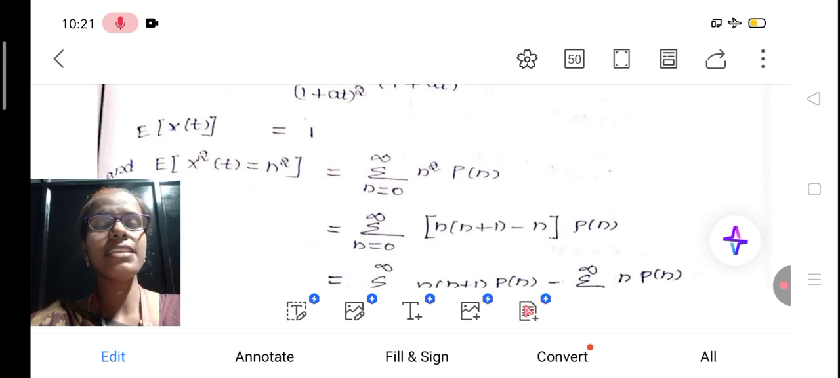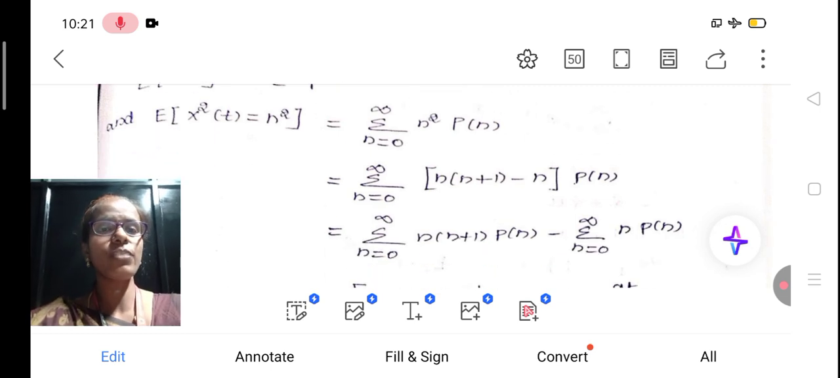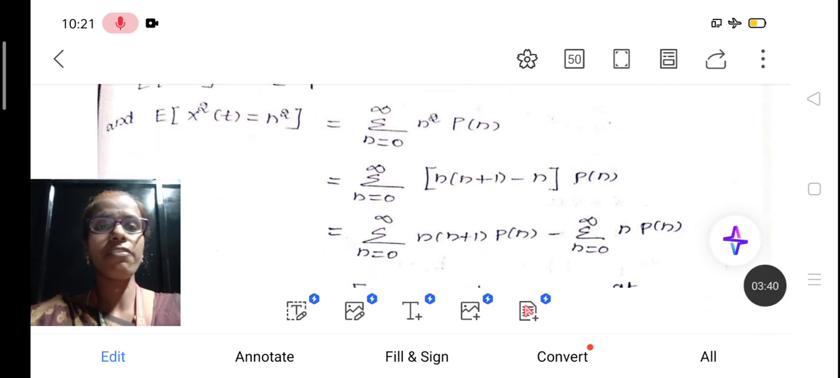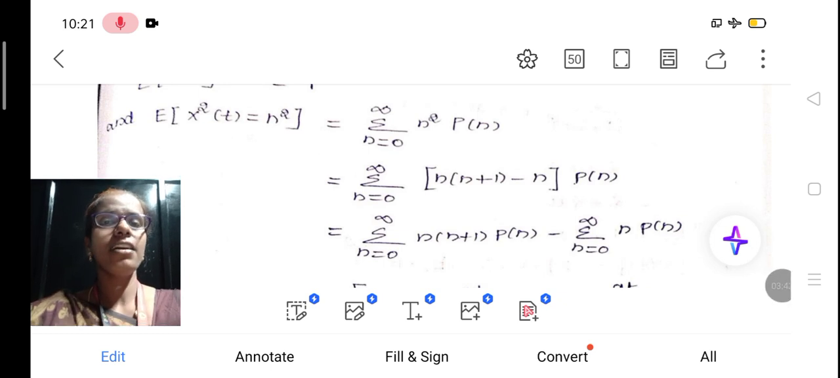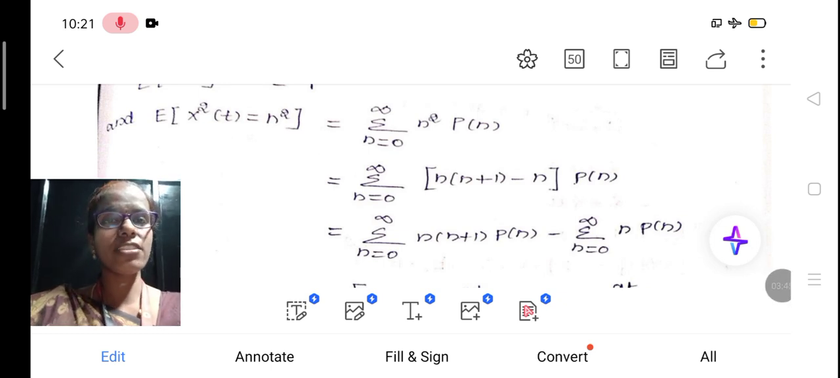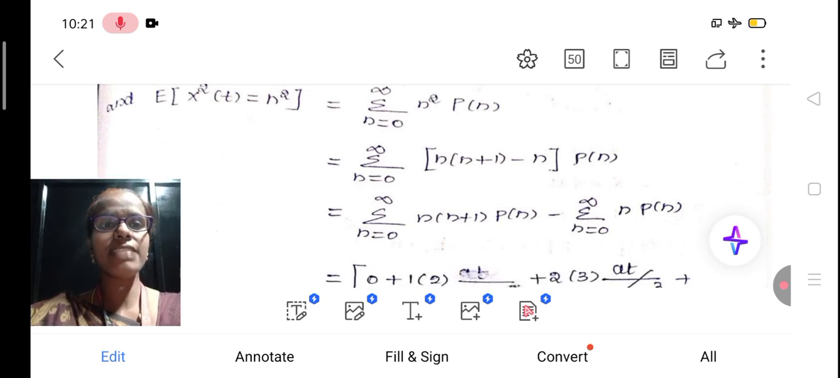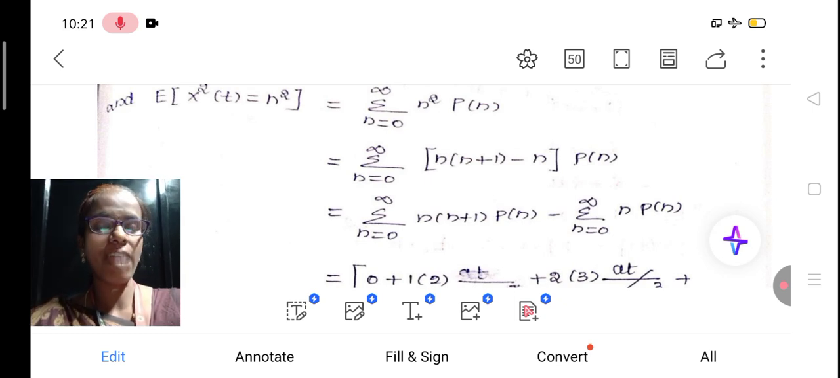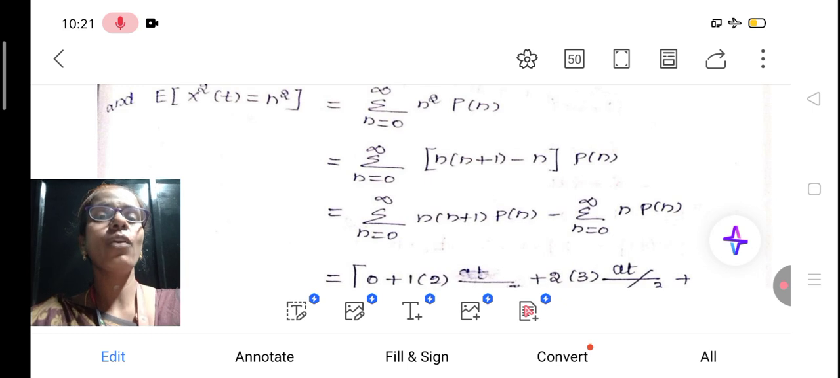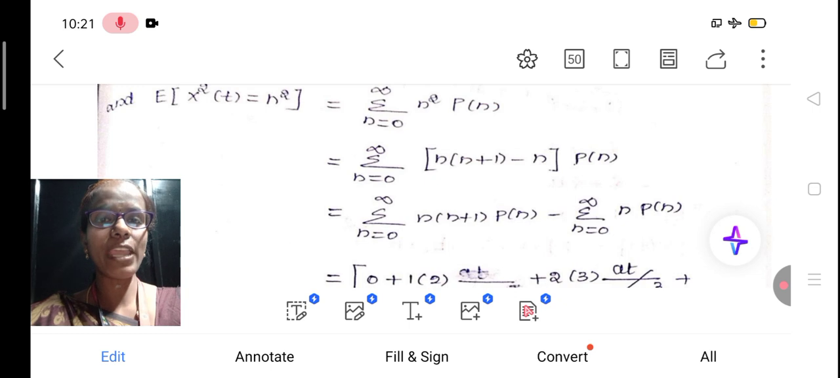So mean is over. Mean is a constant, and the next thing is we need to find the variance. For that we have to find E of X square of t, which is equal to n square, because X of t is n here, and the formula is summation n square into p of n. Don't replace in this step, just have one more step. We can write n square as n into (n plus 1) minus n, and you can separate the terms.